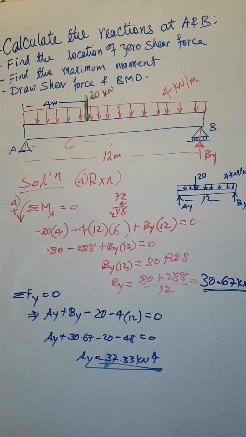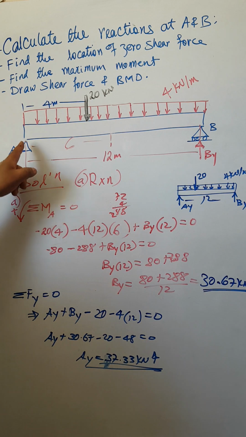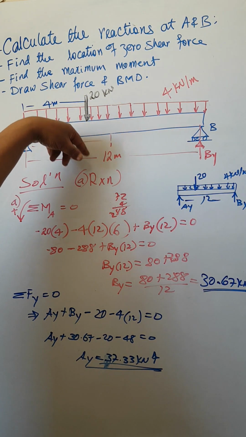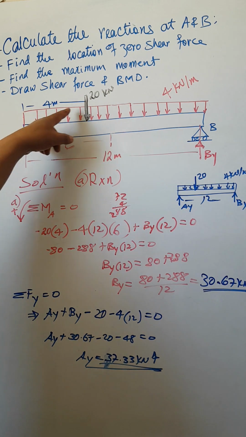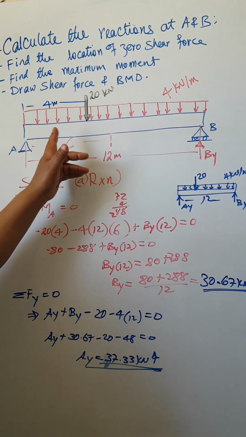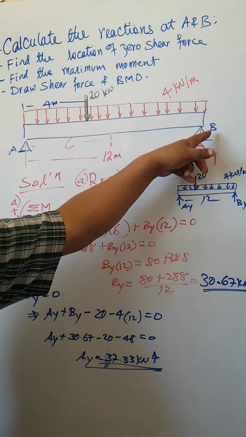We section, okay? Section to find the moments in part of the beam. What is the moment and the shear force between point A and the 20 kilonewton load? That means till 4 meter. And what is the moment and the shear force between this 20 kilonewton force and point B?